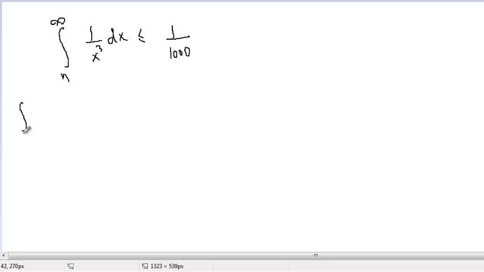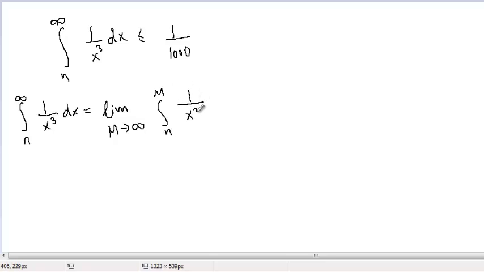So what should I do? I should go ahead and compute this improper integral, the improper integral from n to infinity of 1 over x cubed dx. This is not such a difficult improper integral. This is the limit as b goes to infinity of the integral from n to b of 1 over x cubed dx. And when you take the integral and compute the limit, you will see the following. The integral of 1 over x cubed is negative 1 over 2x squared. So this integral will turn out to be 1 over 2n squared. Okay, so that's the improper integral.